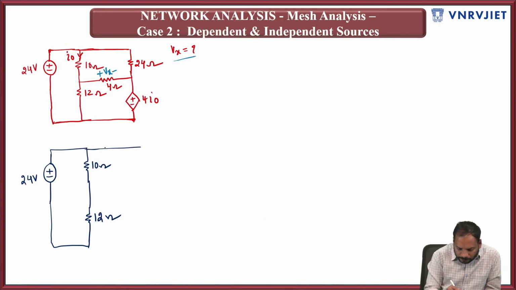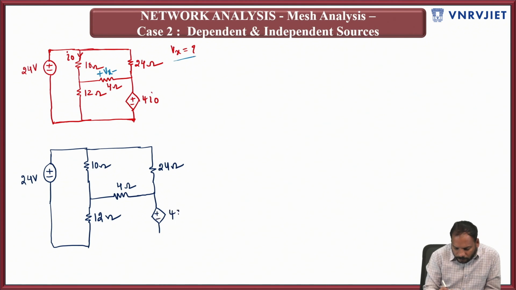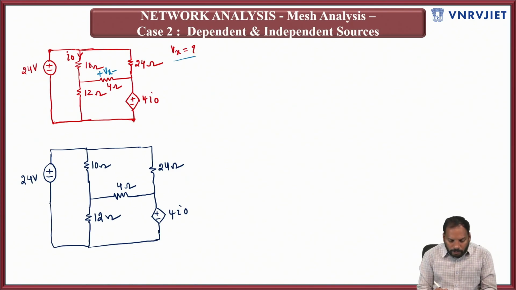Redrawing the circuit this way, you have 24 ohms and then 4 ohms here. Then finally you have plus minus 4I naught. So 10, 24, 12 and 4I naught. So this is the circuit. In this circuit, I have removed Vx.